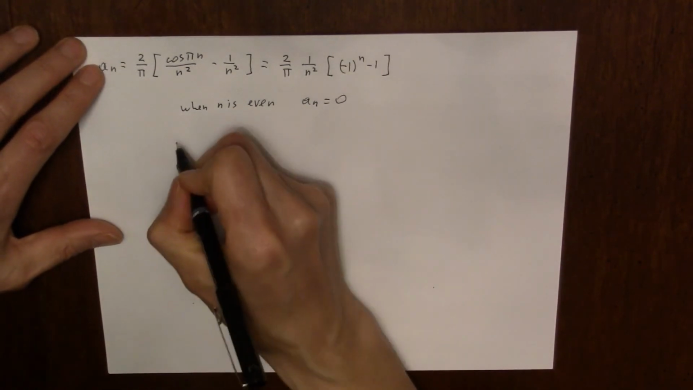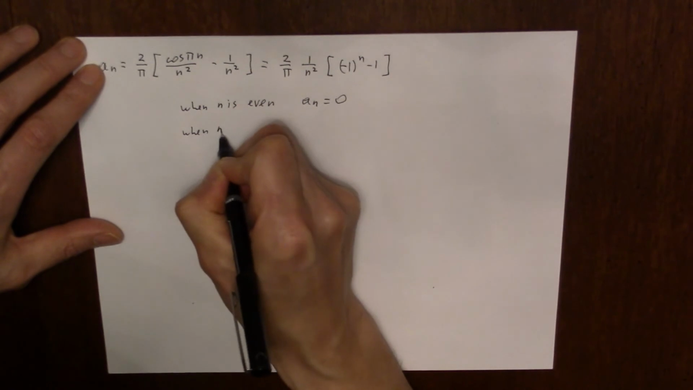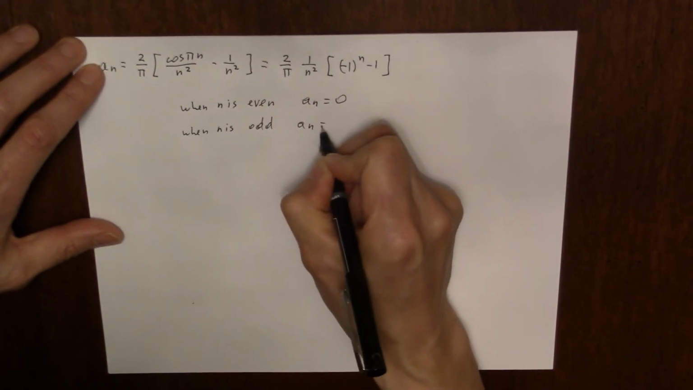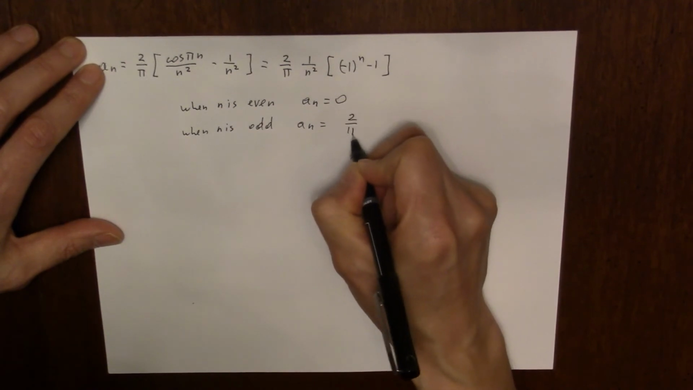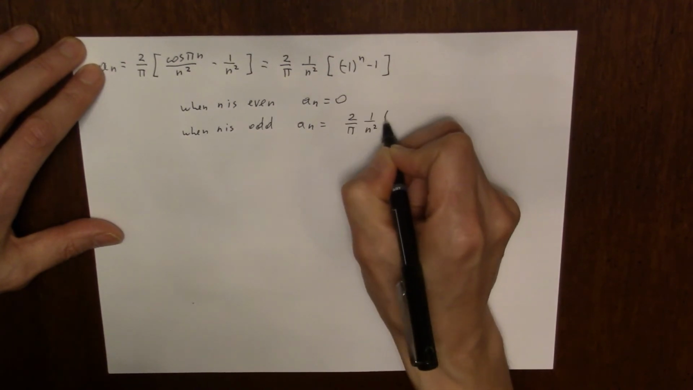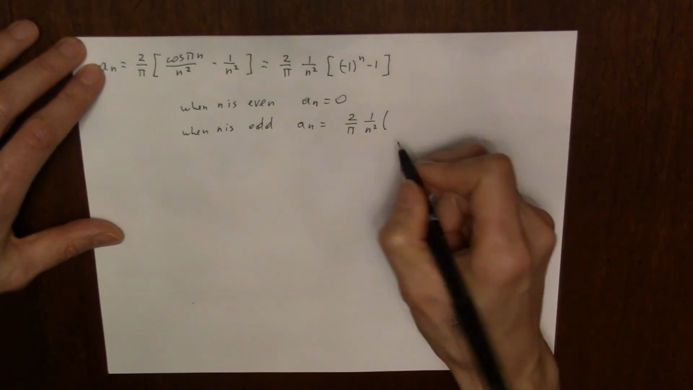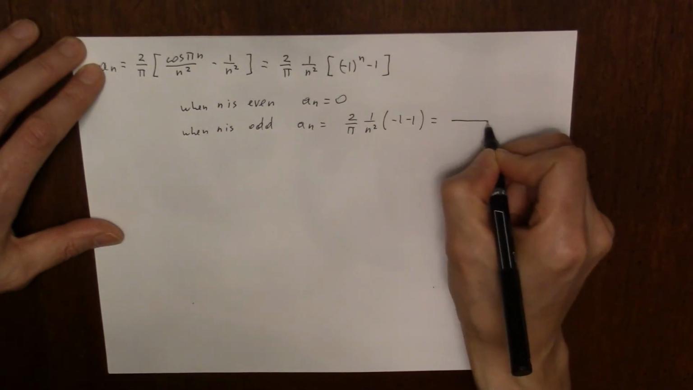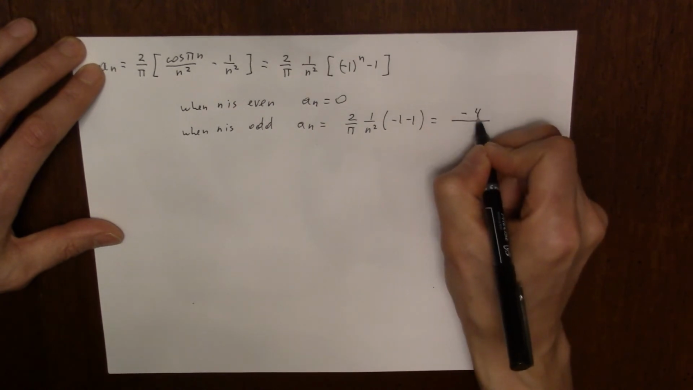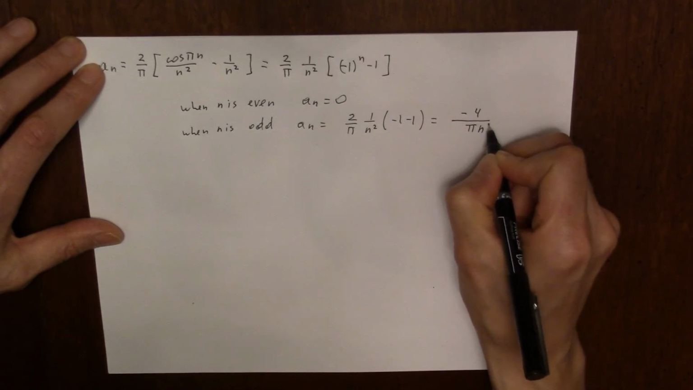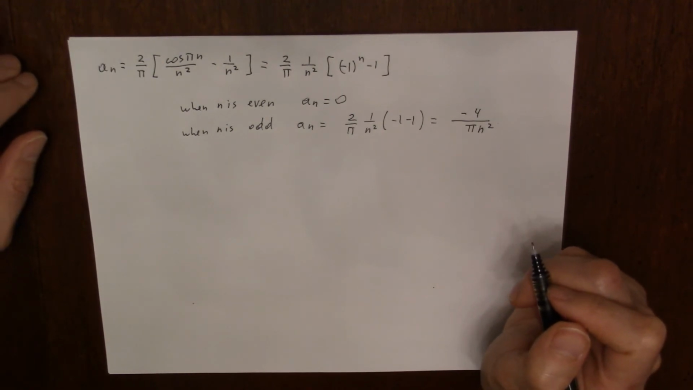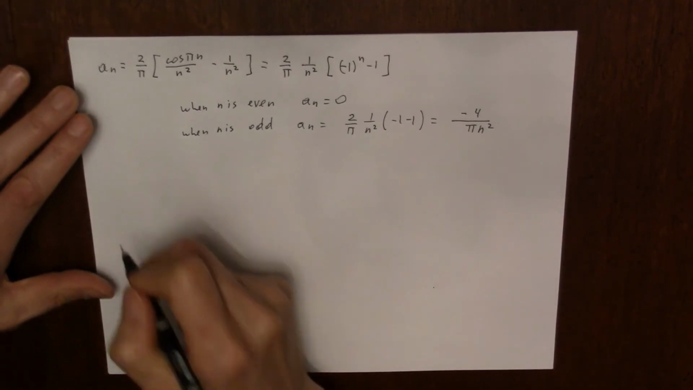And when n is odd, a_n is going to be equal to 2 over pi, 1 over n squared. Negative 1 to an odd power is going to be negative 1, so negative 1 minus 1. So we're going to get minus 4 over pi n squared. So now we are ready to write down our answer.